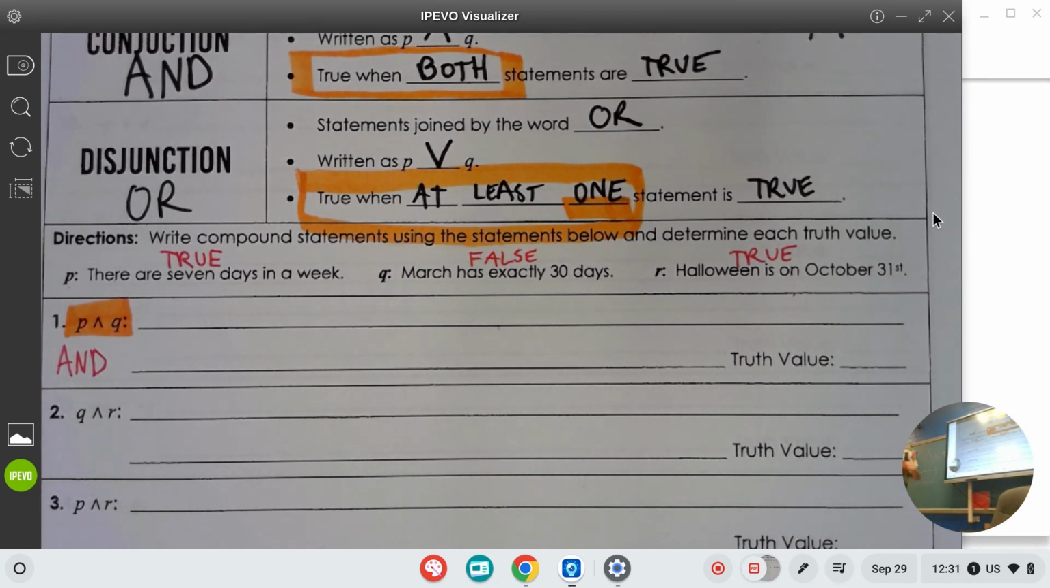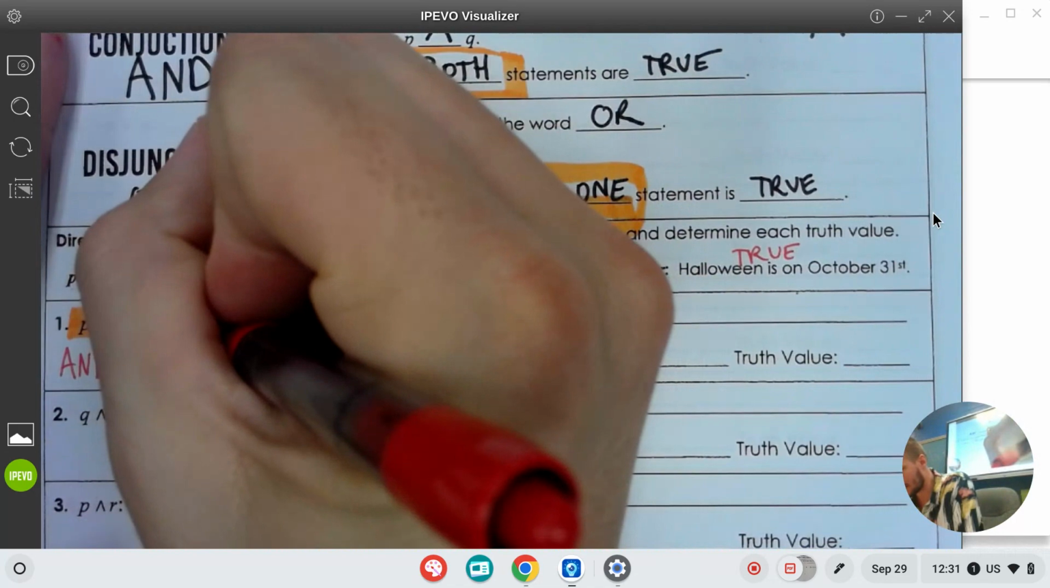So if we're going to solve P and Q, here you go. You're welcome. If we're going to solve P and Q, we're going to write down the sentence for P.